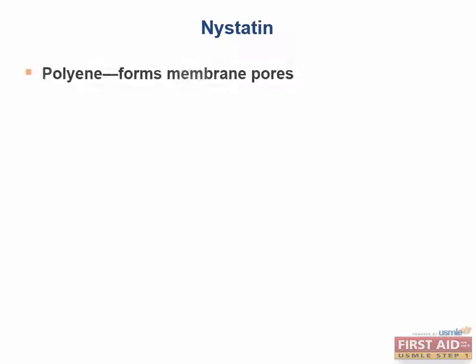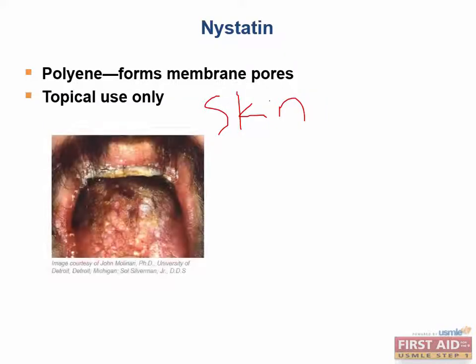Nystatin is a polyene, just like amphotericin B, and shares the same mechanism of action. It forms membrane pores. It is a very toxic medication, and therefore, it is limited to topical use, meaning it's just used on the skin. It is used to treat local fungal infections, including this common fungal infection seen here.